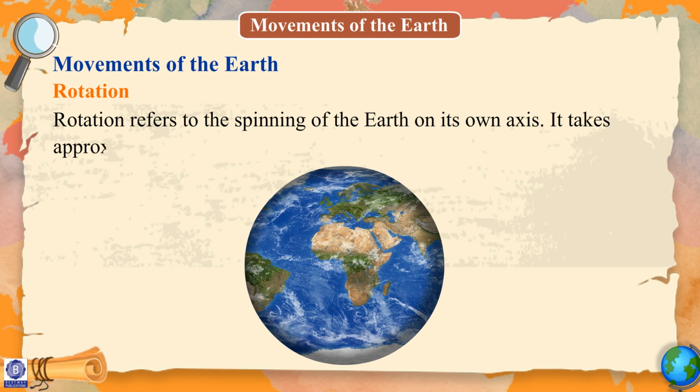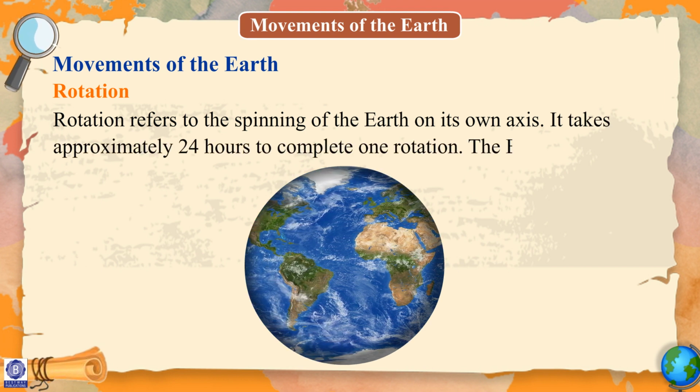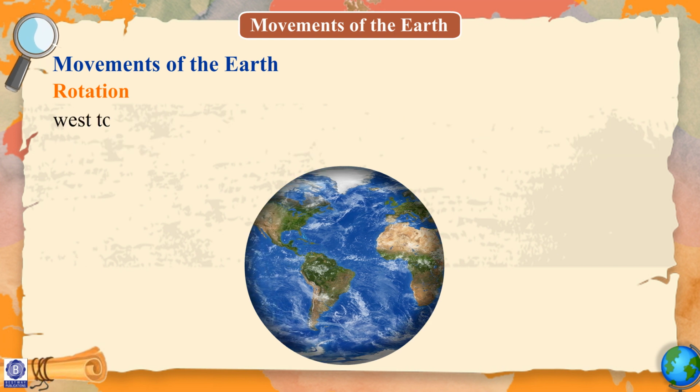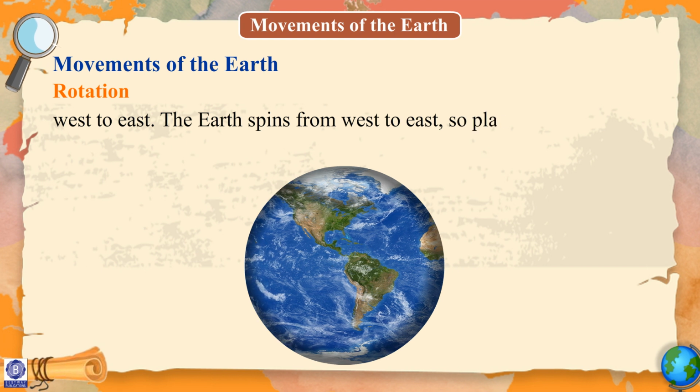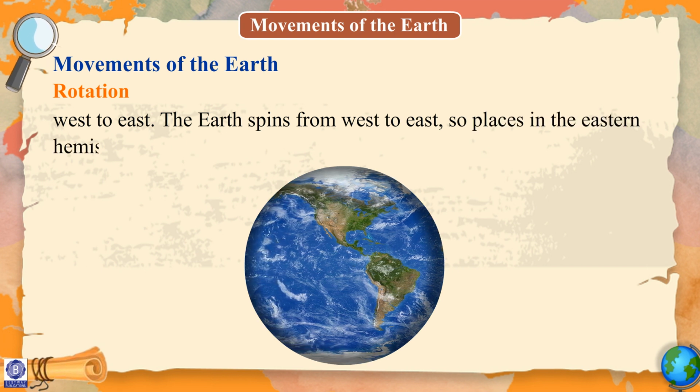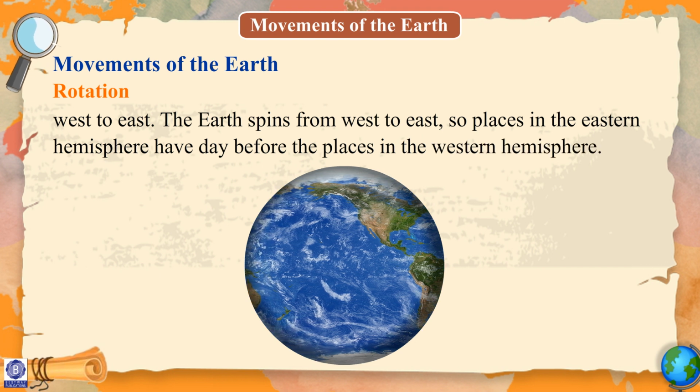It takes approximately 24 hours to complete one rotation. The Earth rotates from west to east. So, places in the eastern hemisphere have day before the places in the western hemisphere.